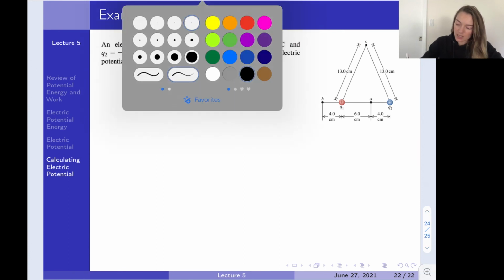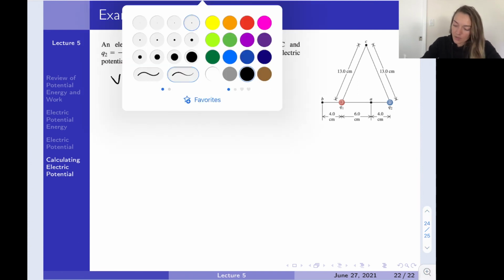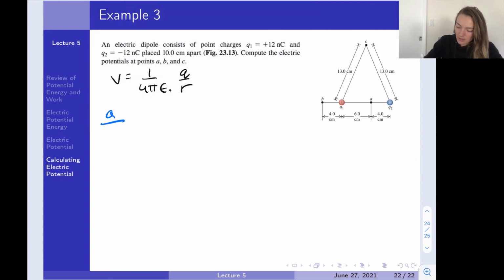So the electric potential of a single point charge is just given by this. And remember, we can just add up individual potentials to find the total potential at any point. So at each point, we're just going to add up the individual contributions from charge 1 and charge 2, and that's it. So let's do point A.